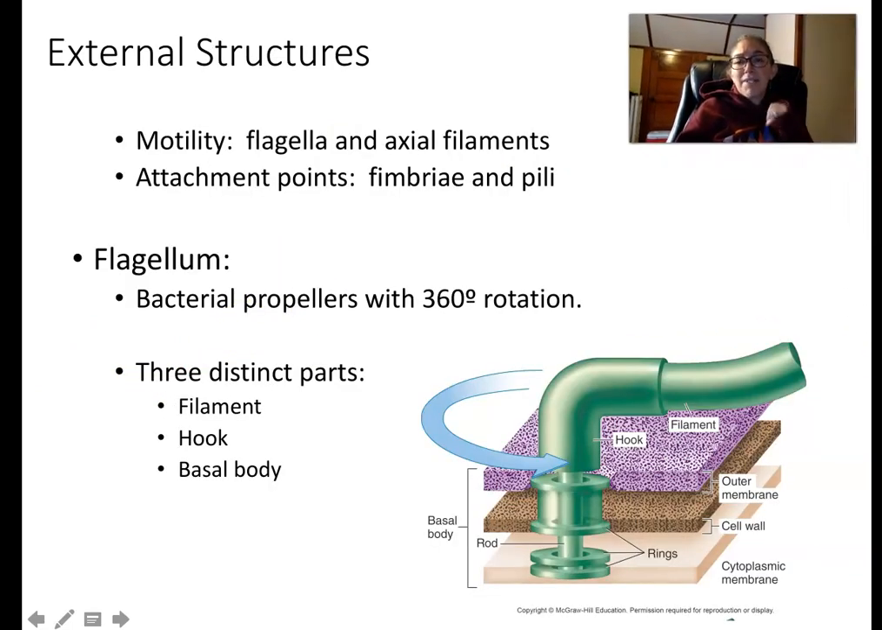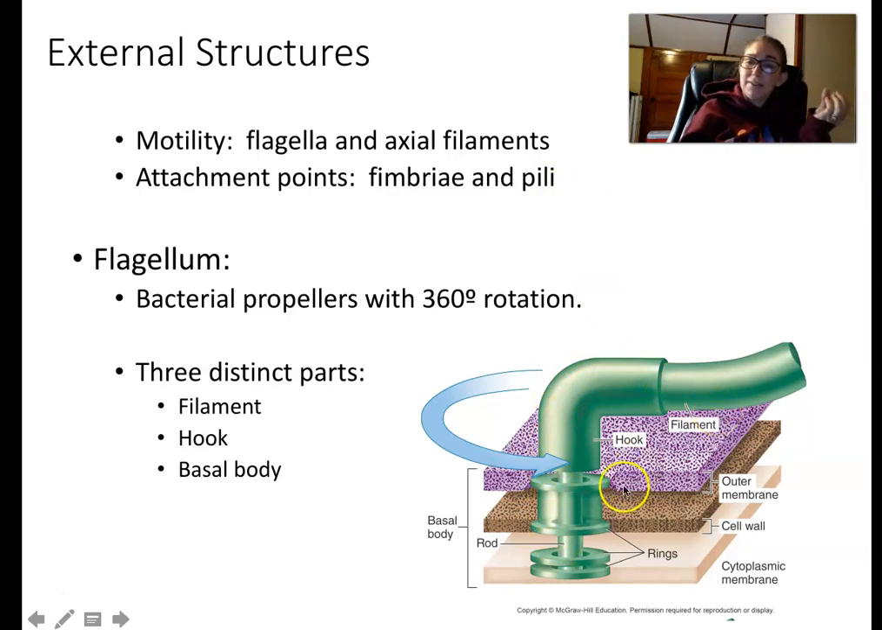All right, so now we're going to talk about the different parts of bacterial cells, and I'm going to start on the outside and work my way to the inside. So the external structures, starting with those that stick off or are like appendages of the cell. We have flagella, which can be used for movement, and there's a specialized kind of flagella called an axial filament. And then there are external structures that can be used for attachment, and those are the fimbriae and the pili.